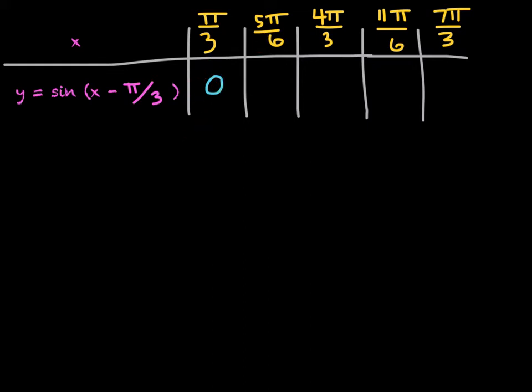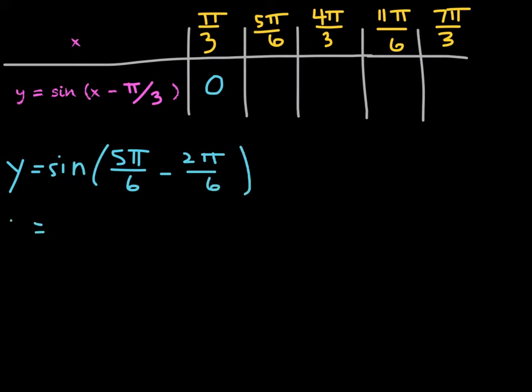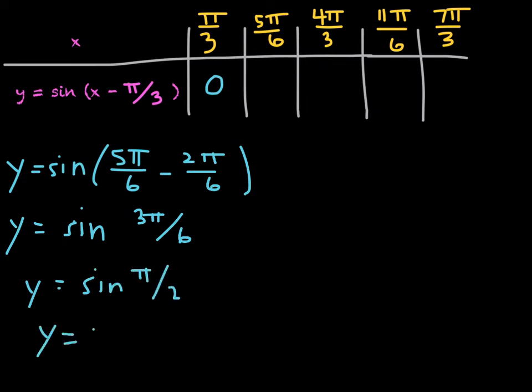Next is 5 pi over 6. Please allow me to show you this. So this is y is equal to sine of 5 pi over 6 minus, now watch this, pi over 3. But I'm going to convert pi over 3 to 2 pi over 6 so that I have common denominators, so I can do this arithmetic. So this turns out to be sine of 3 pi over 6, which is just pi over 2 when you simplify. So then y is 1.